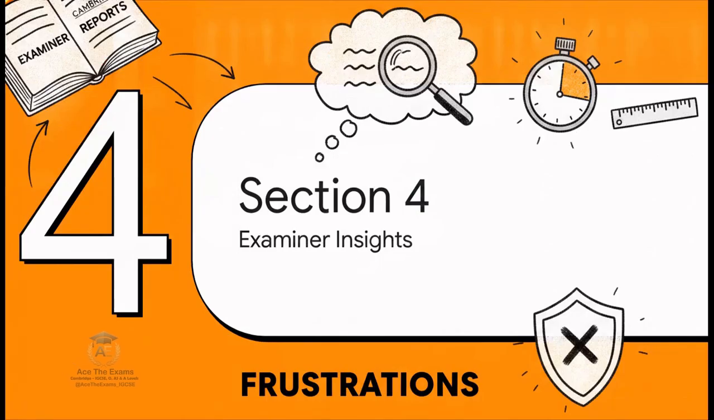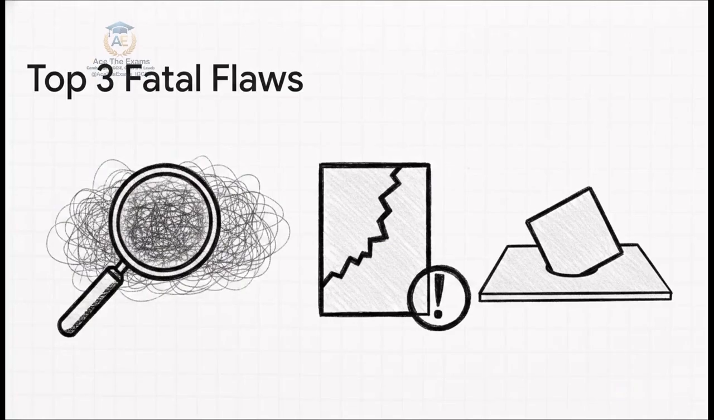Now, let's jump into section 4, principal examiner insights. To really beat this test, you've got to read your opponent. And we do that by looking at direct, critical analysis straight from the Cambridge principal examiner reports. Here are the top 3 fatal flaws that routinely shock students on results day. First off, answers are often way too vague. Examiners are practically begging for specific details.